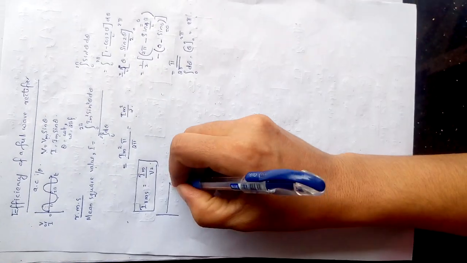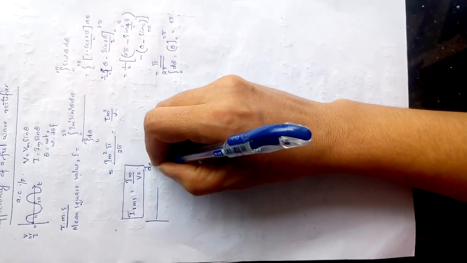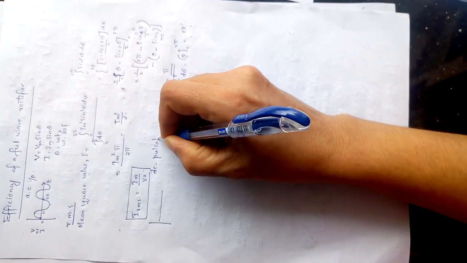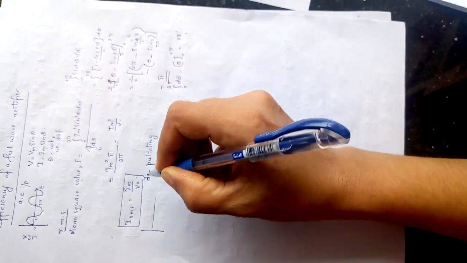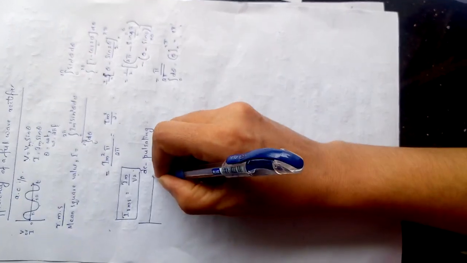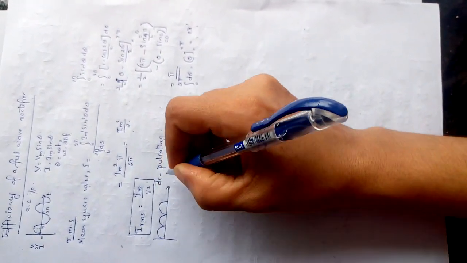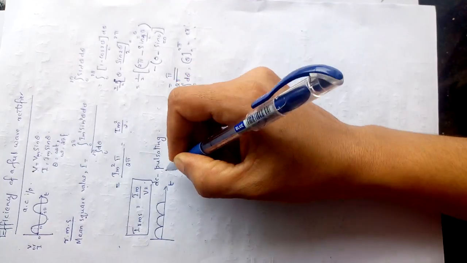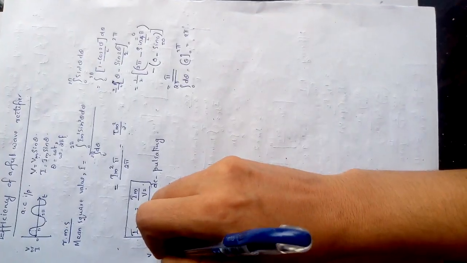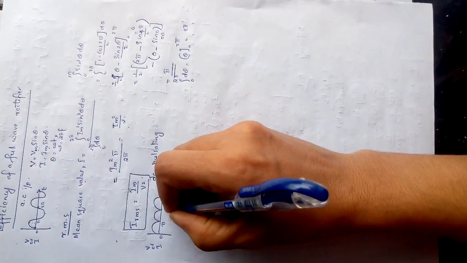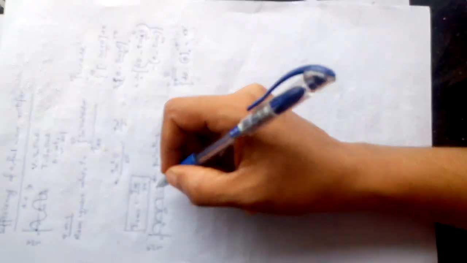The output is a DC, which is a fluctuating or pulsating DC. The pulsating DC of a full wave rectifier can be represented diagrammatically like this. Along the x-axis we have time, and along the y-axis we have V or I. The period of this wave is 0 to pi.